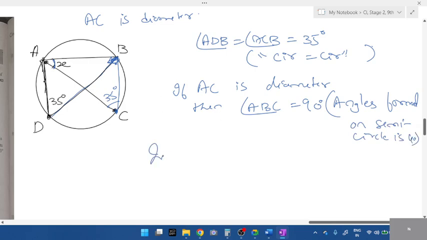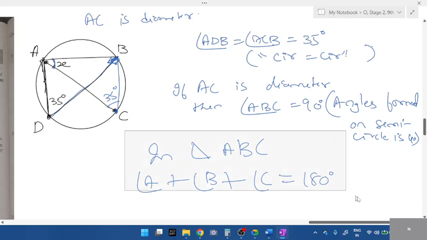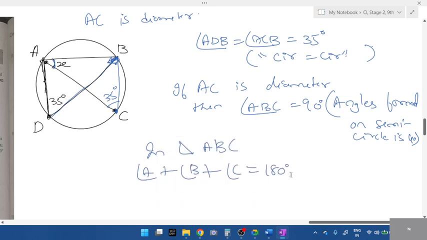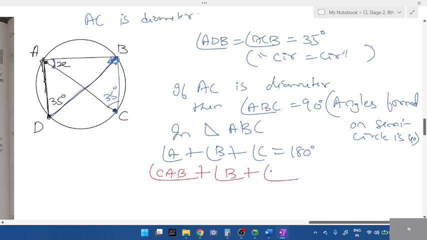Then take it separately in the triangle. Use the sum of interior angles of a triangle. In triangle ABC, angle A plus angle B plus angle C is equal to 180. You have to mention triangle ABC. Only then it is understood. You write it like this, or you can write angle CAB plus angle B plus angle ACB is equal to 180. Angle CAB is given as x.